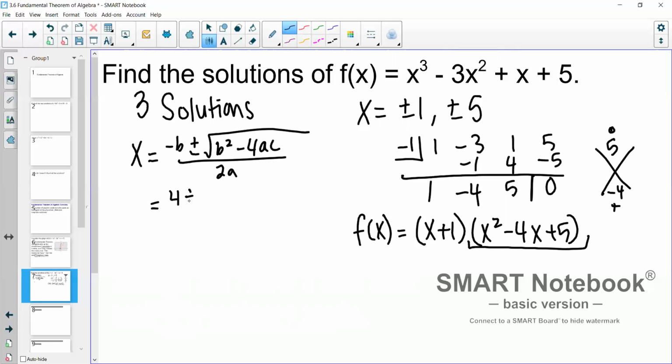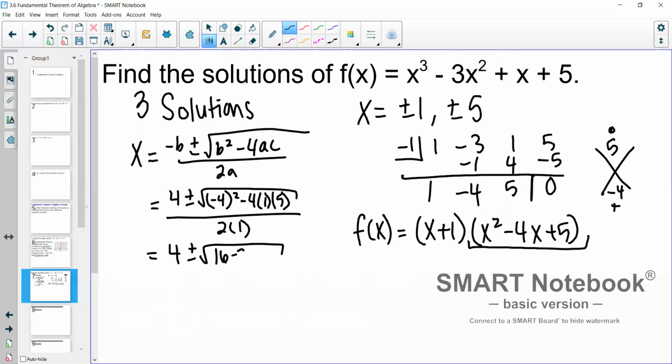We get 4 plus or minus the square root of (-4)² - 4 times 1 times 5, all over 2 times 1. Okay. And so then we end up getting 4 plus or minus the square root of 16 - 20, over 2. 4 plus or minus the square root of -4, over 2. Okay, pause here. The square root of a negative, if we do that in our calculator, we're going to get an error. Because remember that the square root of -1 is the same as i. That's how i is defined.